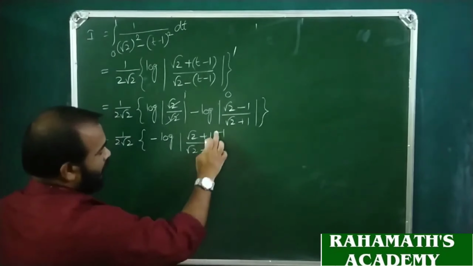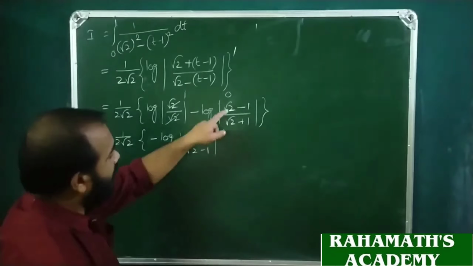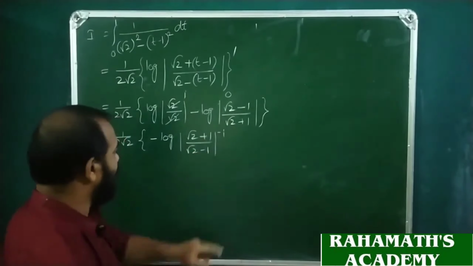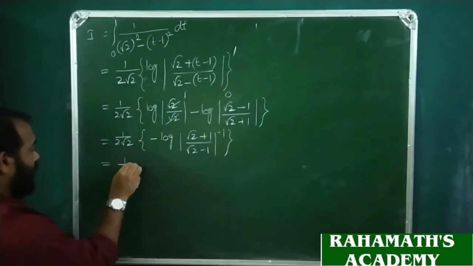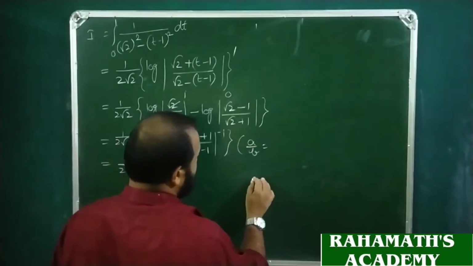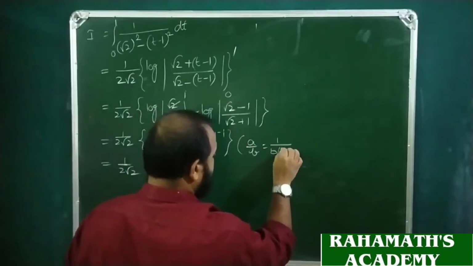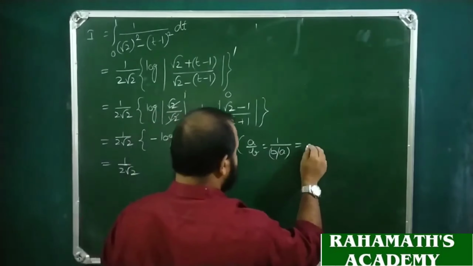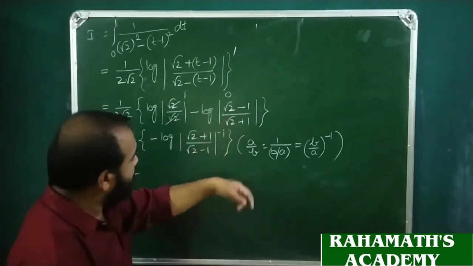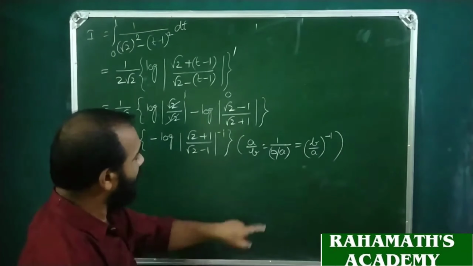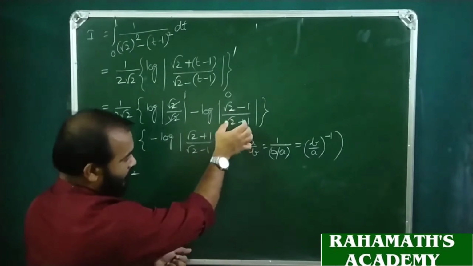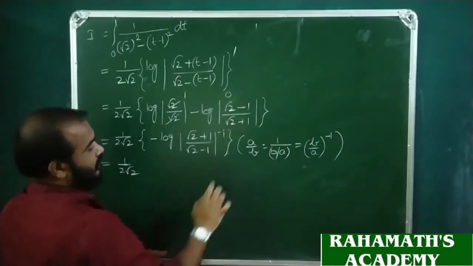Because a by b can be written as 1 by b by a, or b by a inverse. So this is 1 by 2 root 2. Again I am telling you, a by b can be written as 1 by b by a, or further 1 by b by a is b by a inverse. So this is a by b, I have written it to be 1 by b by a or b by a inverse.